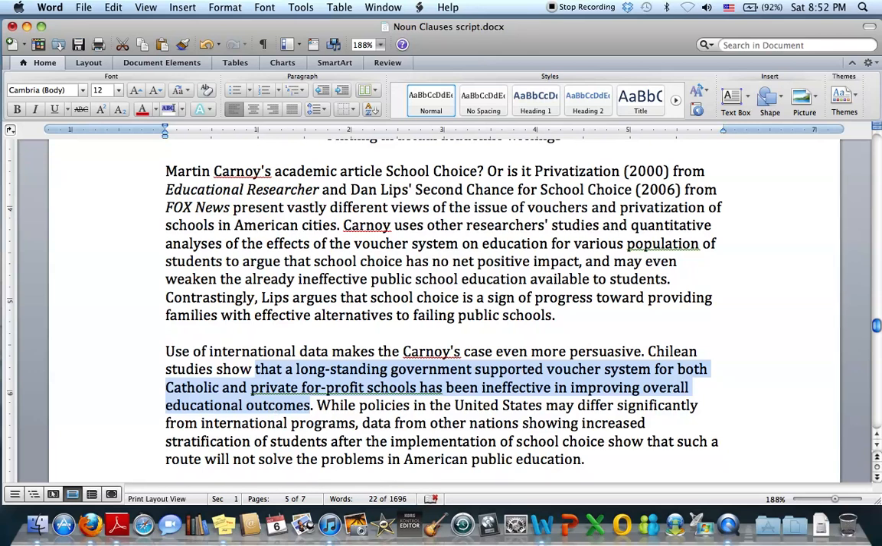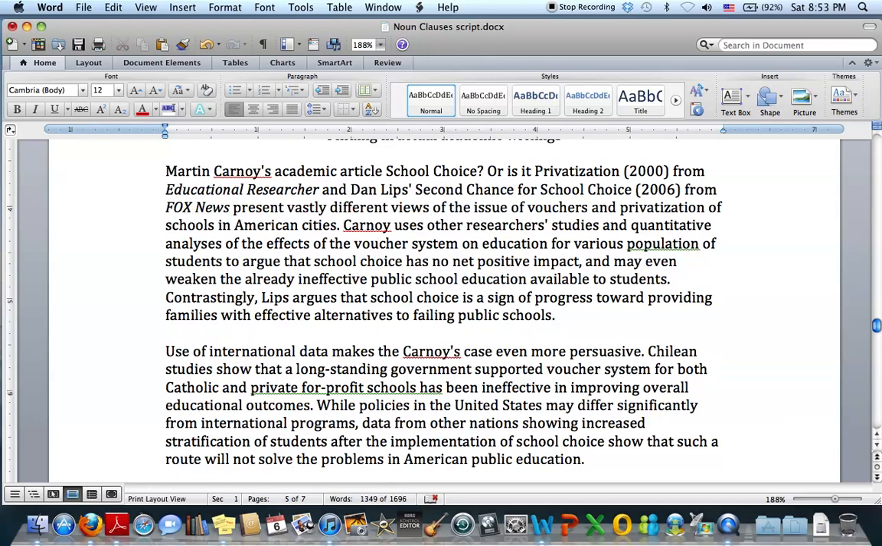Okay. Let's take a look further on here. While policies in the U.S. may differ, data from other nations showing increased stratification of students after the budget show that, whoa, hold up. Look at this. This whole thing right here, this is not a noun clause. This whole thing is actually a noun phrase. So this is the subject. But then let's look what happens after it. Show. Okay, so we have here a subject, and then we have show, just like we looked at before. Show, demonstrate, prove. And here is our last noun clause. So all told, we have 4 noun clauses inside these paragraphs.